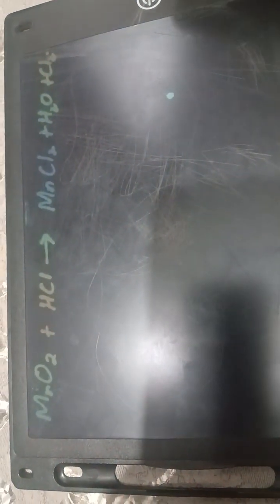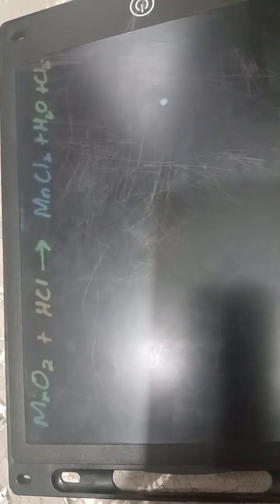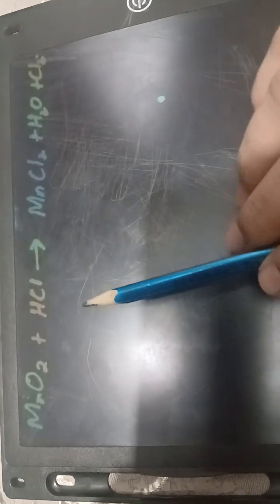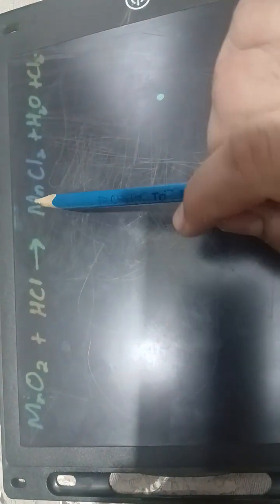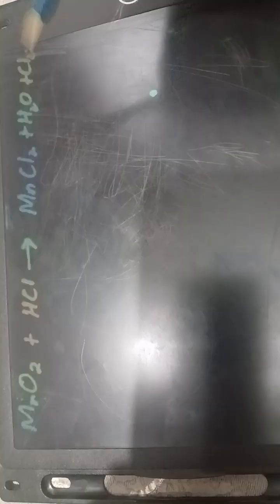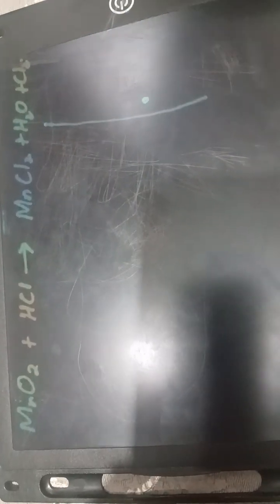We are going to balance this equation by the redox method. In this method, first of all, we have to figure out which substance is oxidized and which is reduced. So we learn what oxidation and reduction are.